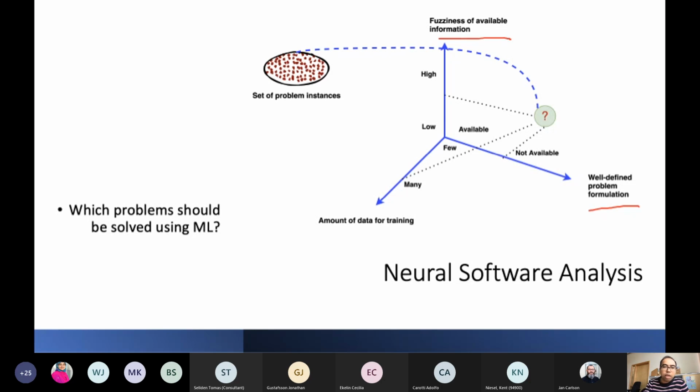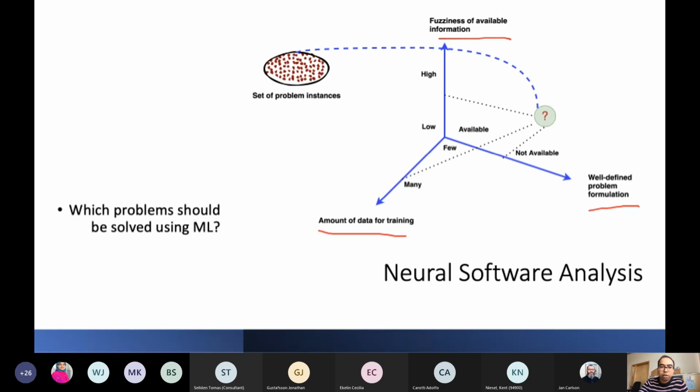The third dimension is the amount of data for training, and neural models are data hungry. So neural software analysis works best if there are plenty of examples to learn from. And typically, training an effective neural model requires at least several thousands of examples in many different forms, for example, code snippets that can be extracted from a large code corpus.